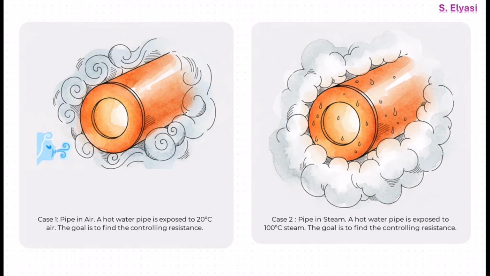All right, here's our setup. We've got hot water flowing through a standard steel pipe. In case 1, we just leave that pipe out in the cool air. In case 2, we take that exact same pipe with the same hot water, but this time we expose it to 100 degrees Celsius steam. The only thing we are changing is the fluid on the outside. Let's see what this does to our resistances.